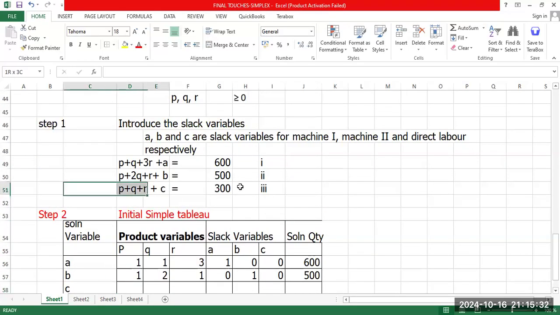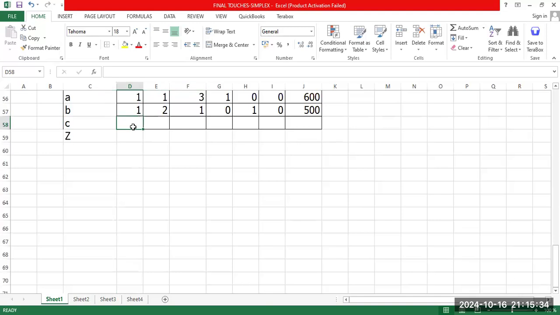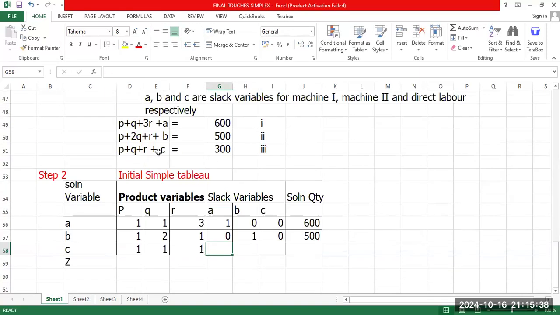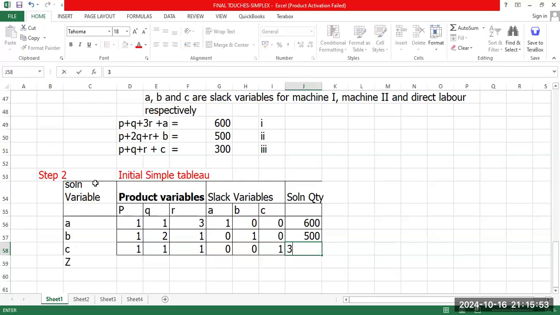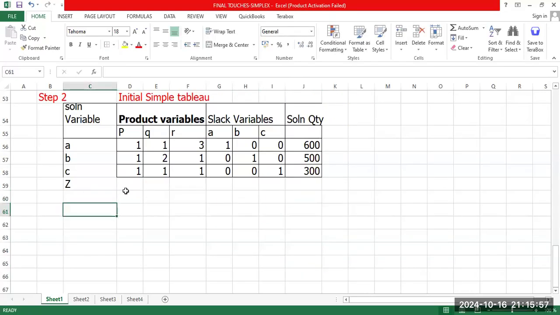Then the last equation: 1, 1, 1. Do you have A in equation 3? No, I put 0. Do you have B in equation 3? No. Do you have C in equation 3? Yes. Then what is the value after the equal sign? 300. So that is how you are going to fill this.